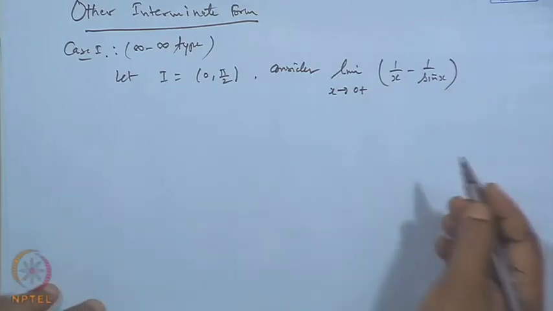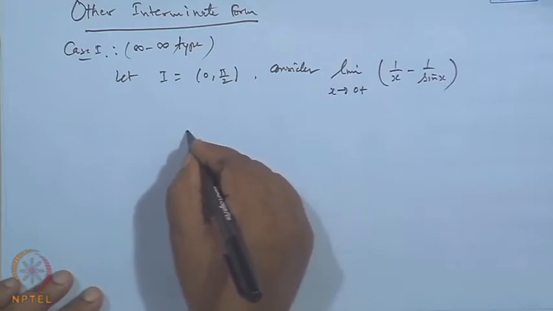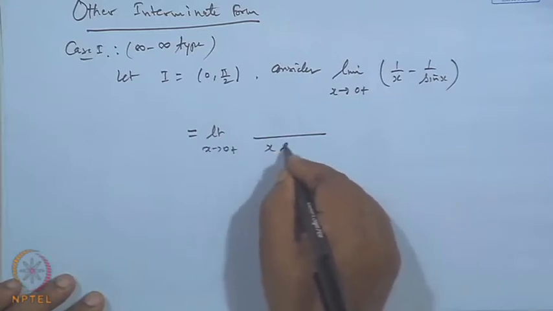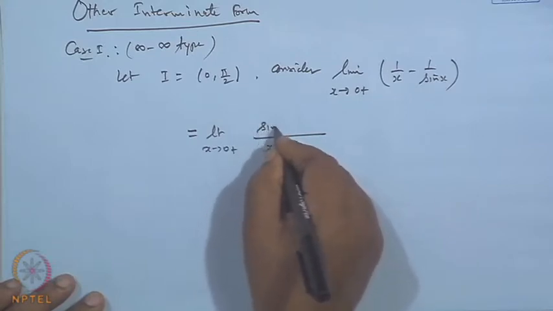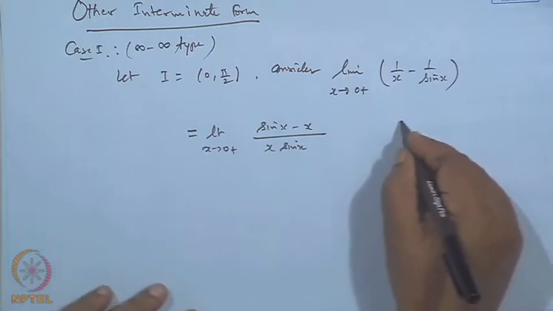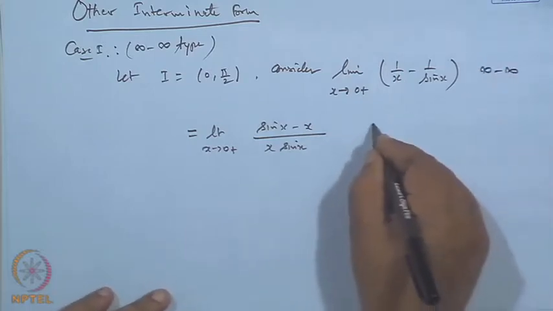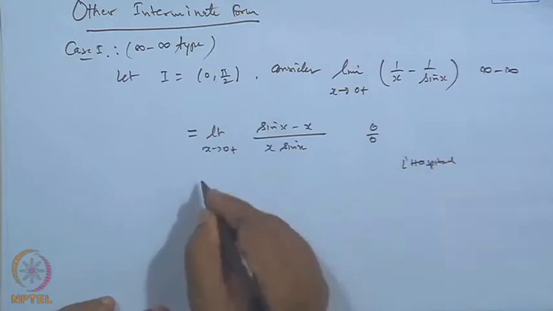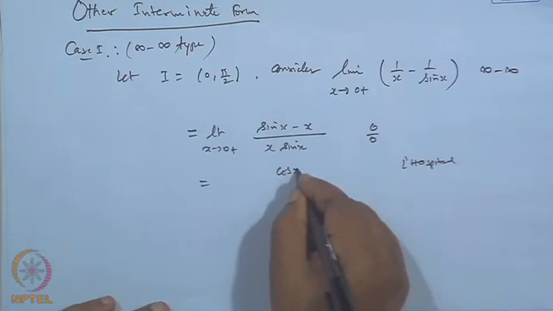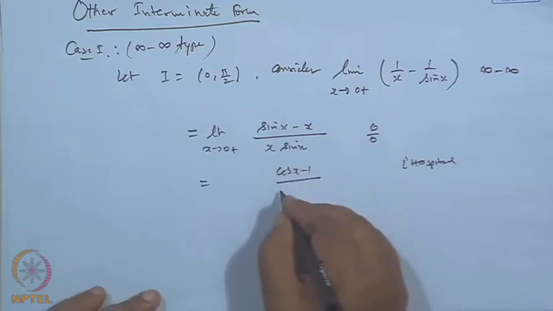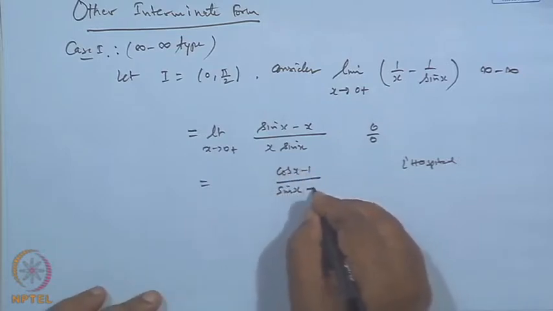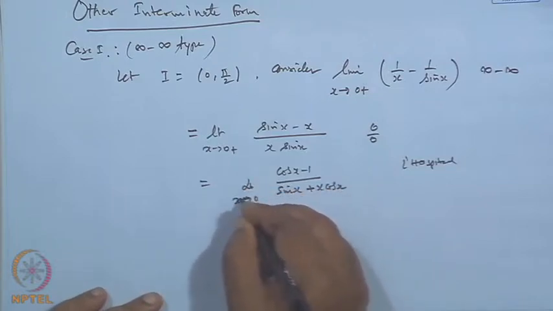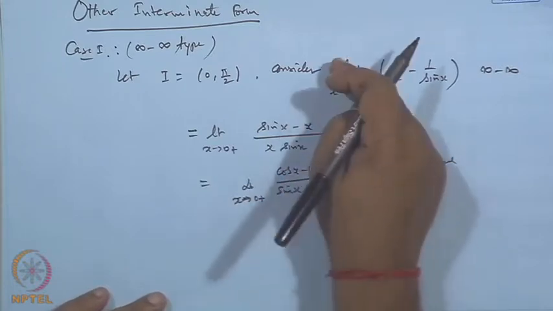How do we find the value? What we do is we take the LCM. The limit as x tends to 0 plus is the same as (sin x minus x) over (x sin x). Now it reduces from infinity minus infinity to 0 by 0. So, apply L'Hospital's rule: differentiate the numerator and then the denominator. We get sin x plus x cos x, and take the limit as x tends to 0 plus. If this limit exists, then the limit of this will be the same as this.